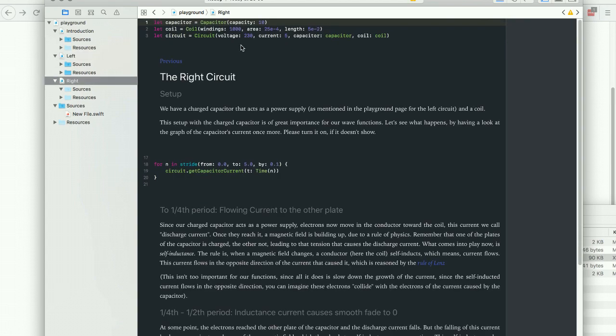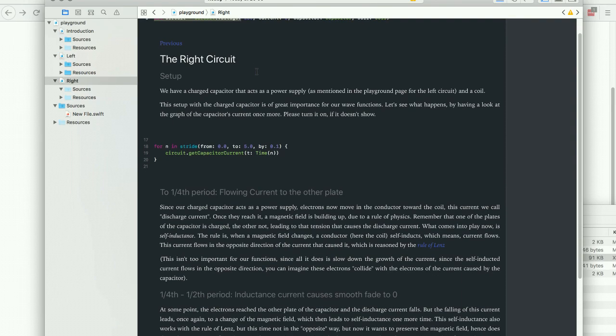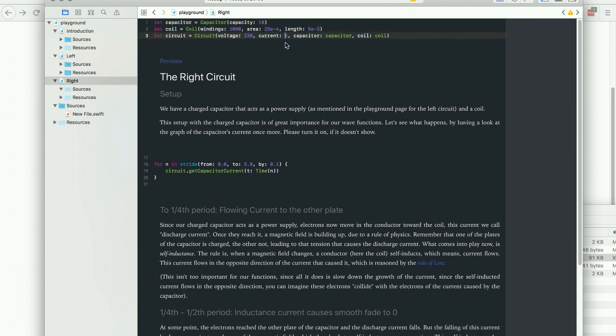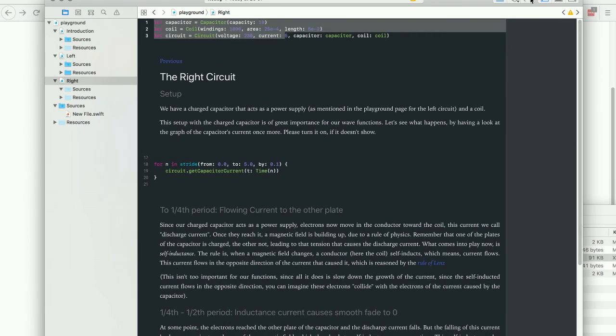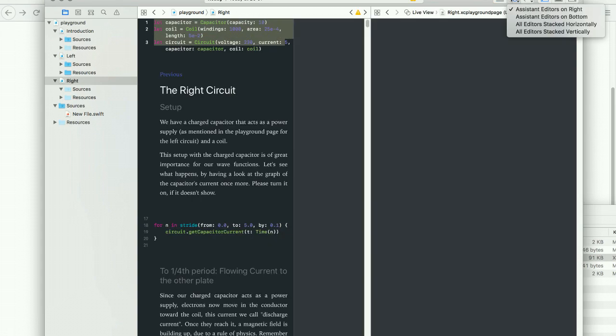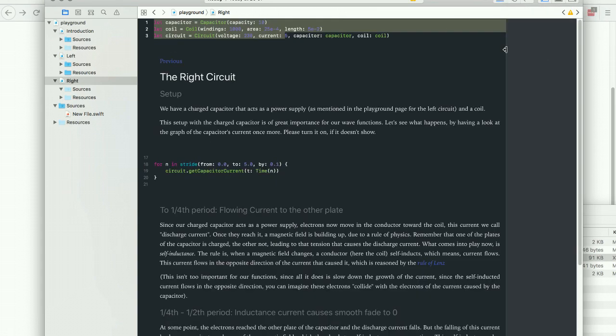Okay, so then here we have the same code again. I should have probably done that globally, but I thought it would just make more sense if we now create it again so we can look at it and do not need an image. And here's some explanation. There's no visualization of any app as in the other two pages. So here we have the setup. We have a charged capacitor that acts as a power supply, as mentioned in the playground page for the left circuit, and a coil. This setup with the charged capacitor is of great importance for our wave functions.